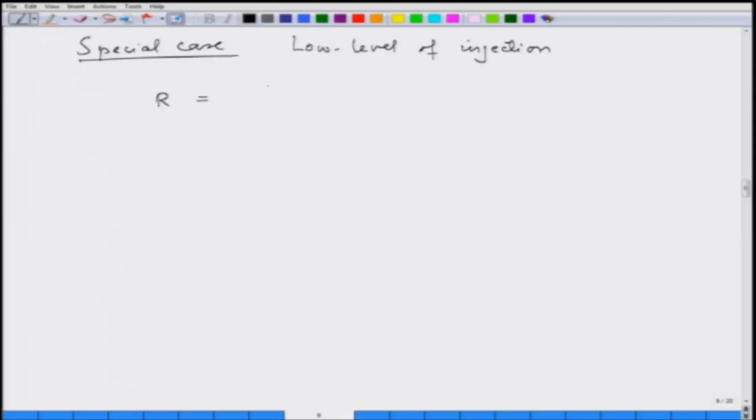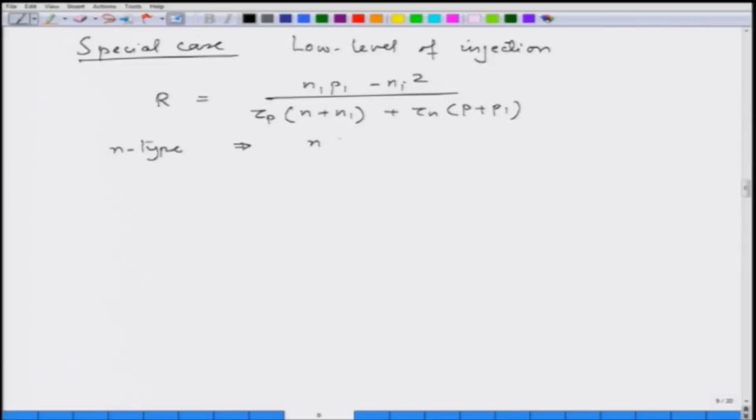So, we have the recombination rate in a steady state, which is given as (n p minus n_i squared) divided by (tau of p times (n plus n 1) plus tau of n times (p plus p 1)). Generally, as we said, we normally have one majority carrier. So, let us say this is an n type semiconductor, which basically says that n is much greater than p.